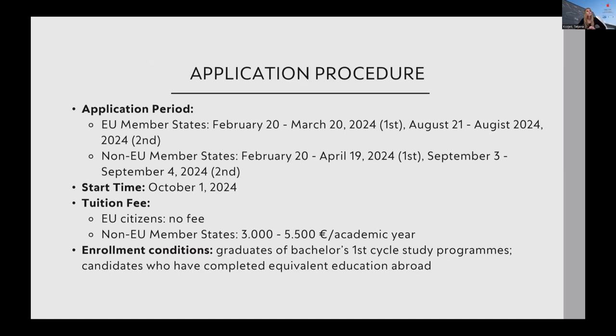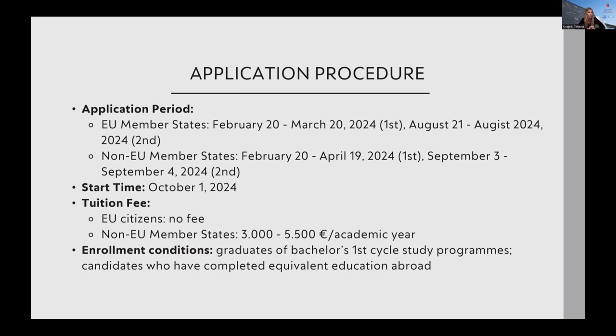It is important to understand the application dates. If you are an EU member, you can enroll from the 20th of February to the 20th of March. This is the first enrollment period, and the second one is in August, from the 21st to the end of August. It is important that the second one is open only if places are not full from the first enrollment time.